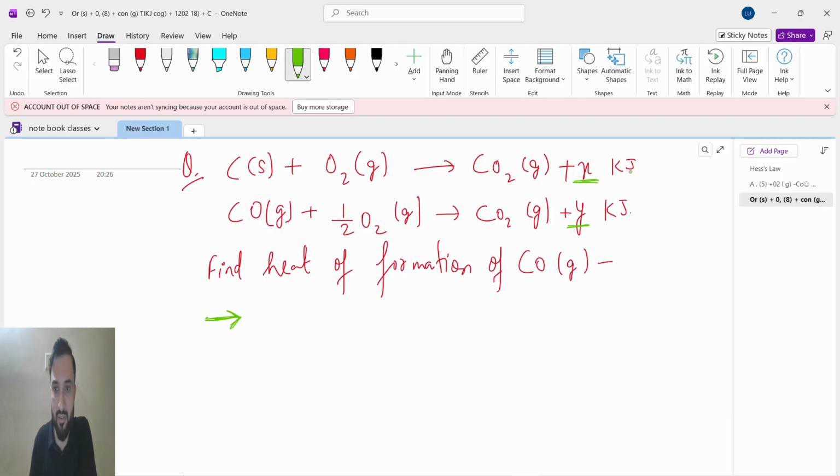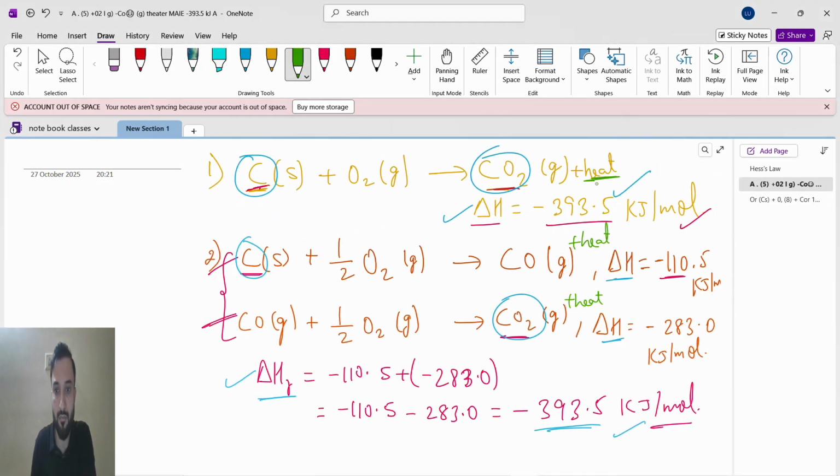Look, it's a simple thing. Here we will get minus X, and here we will get minus Y. Plus X, when it goes to that side, becomes minus X, and plus Y, when it goes to that side of the heat, becomes minus Y. Why? Because heat is evolving here.